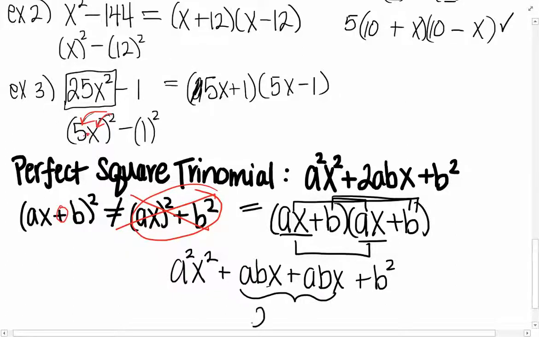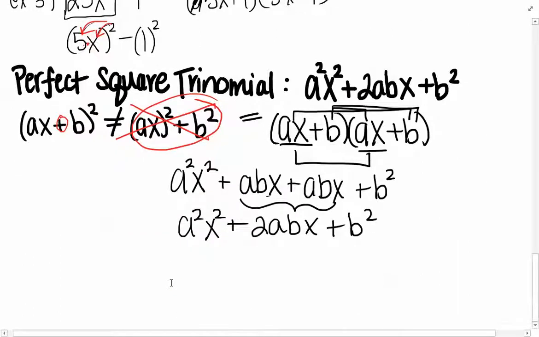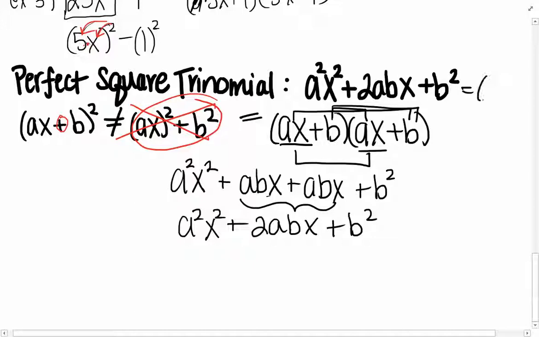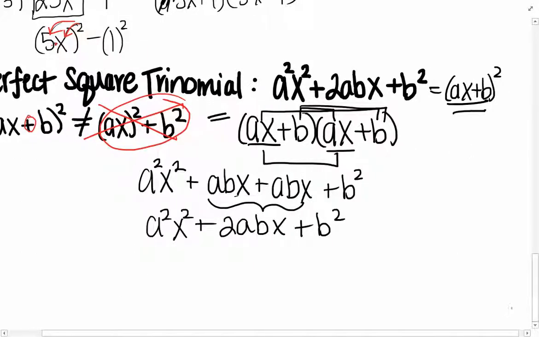These are going to combine to 2a times b times x. And so that's where we get this. So essentially this is a formula one. To factor this, you just go ax plus b squared. It's a formula. That's it. That's what it looks like. But the hard part about this one is checking to make sure that you actually have this.